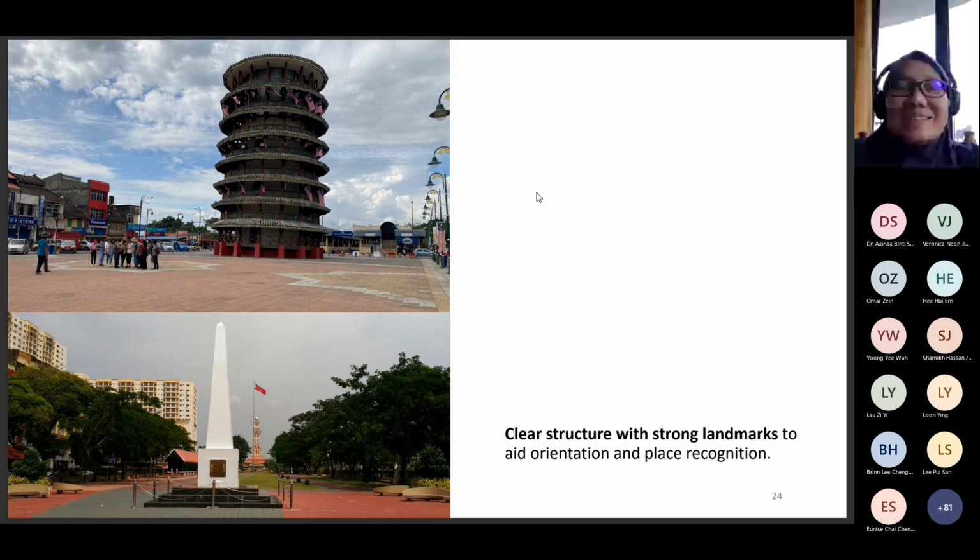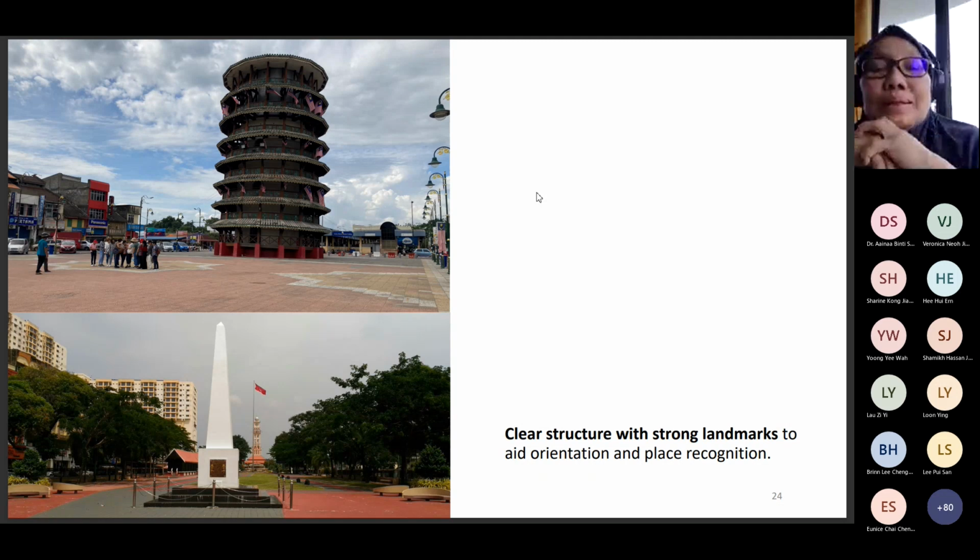So that's why I say this is something good we have from the past, but the way we complement it in the present is not good, likely. So having monuments, towers and so on, something like this will help to clarify the structure and give landmarks to help the process of place recognition and orientation.